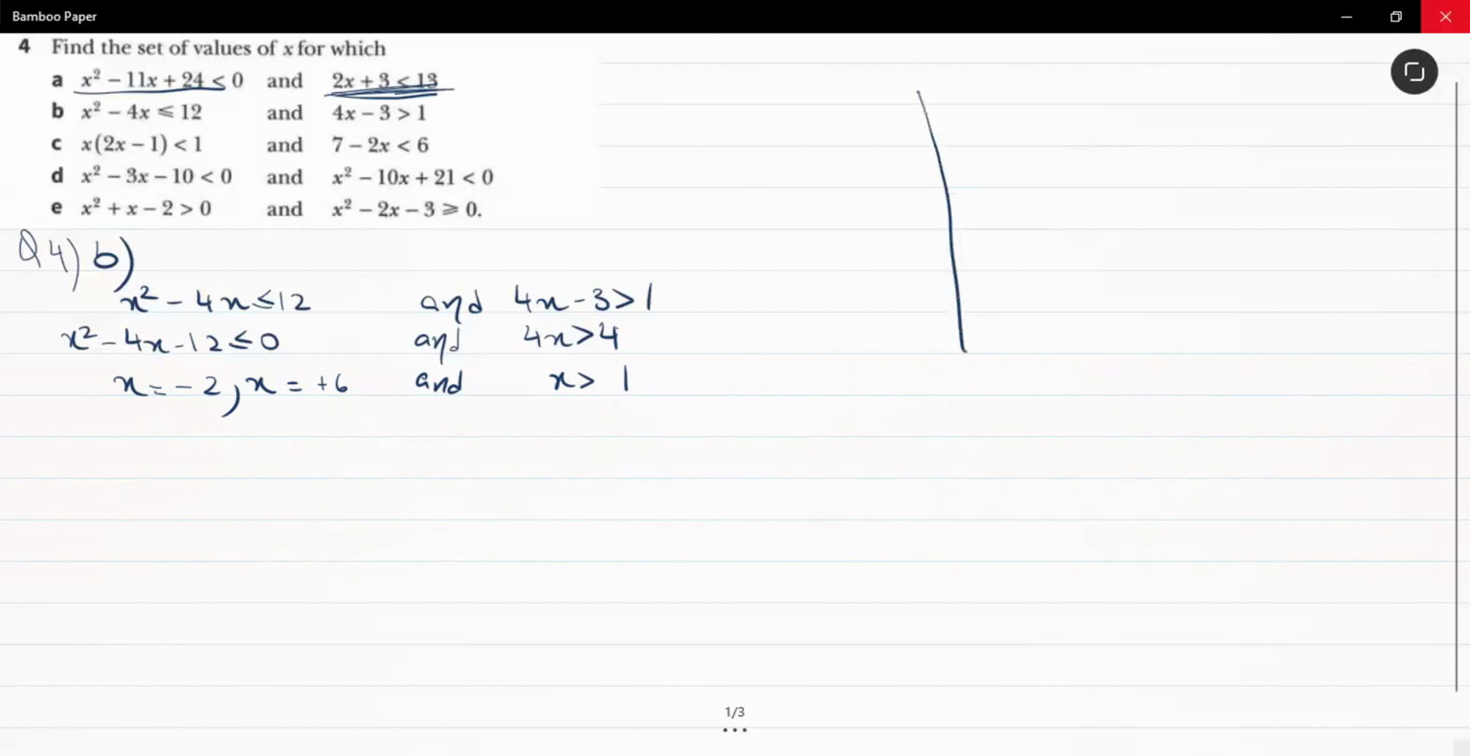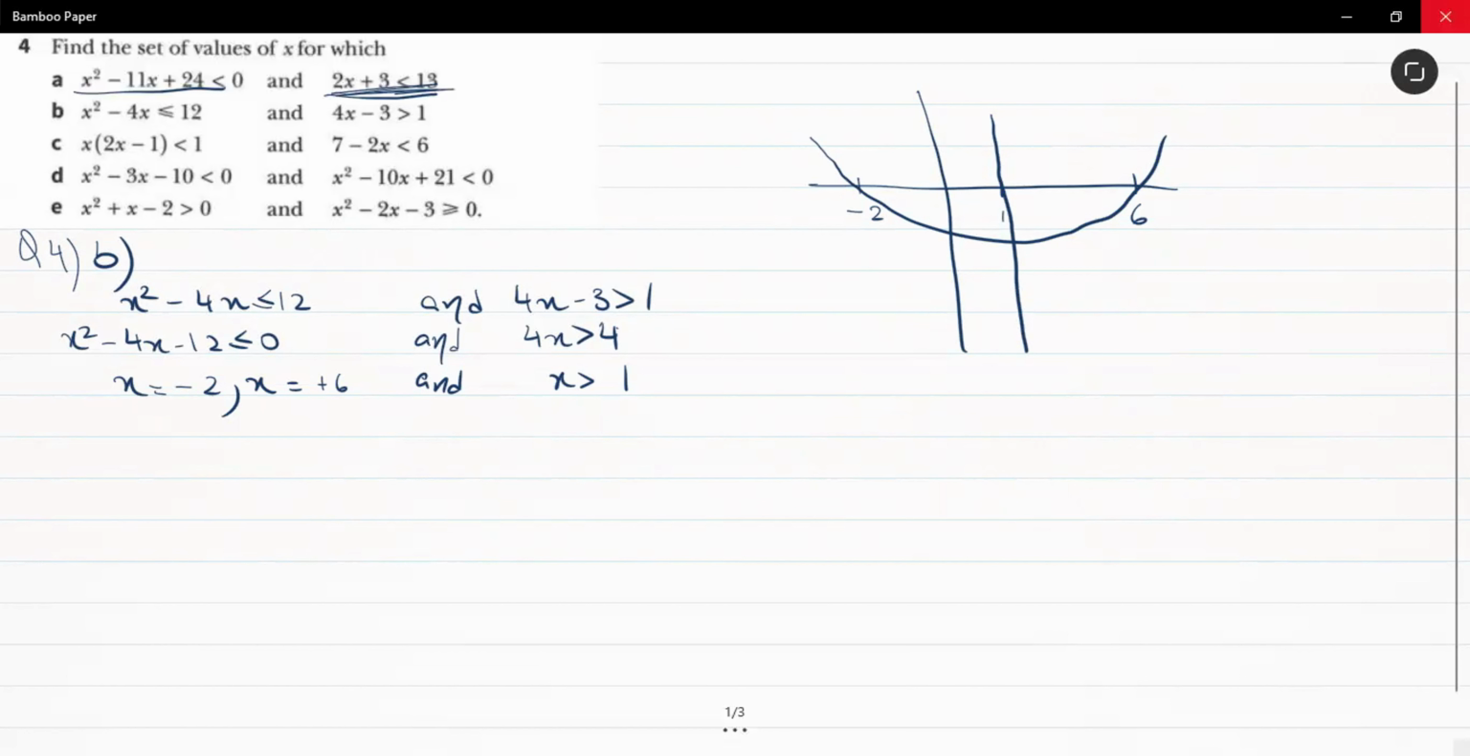Okay, so if we again draw a really rough graph, just an approximation, we take this point to be negative 2, we take this point to be 1, and this point to be 6. So our first quadratic parabola is going from negative 2 till 6. And a straight line is going at x equals 1, and what they're saying is that x is supposed to be greater than 1. Okay. So again, as in the previous question, we have to satisfy both of these inequalities.